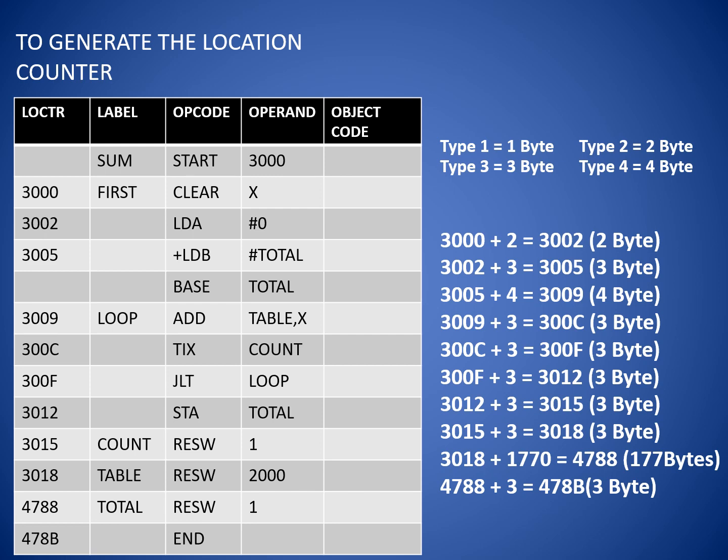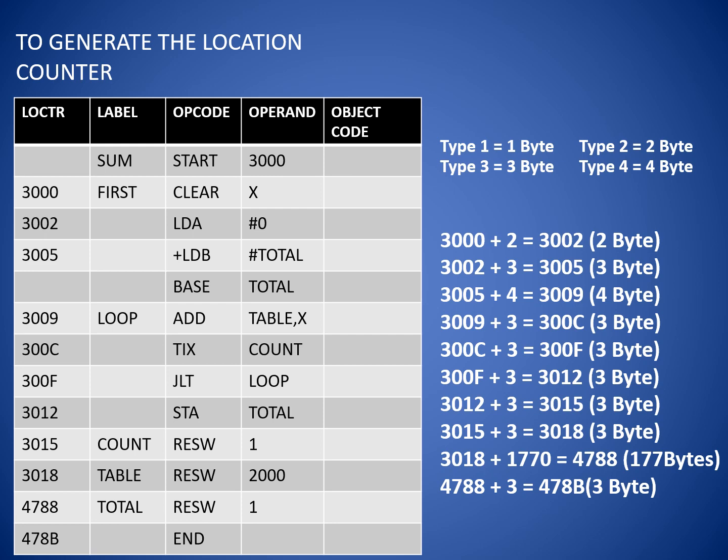The next belongs to type 3 format, so we increment by 3 bytes for each. For the reserve word, we have one operand. One is equal to 3 bytes, so we increment the next location counter by 3 bytes. That becomes 3015, plus 3 gives 3018. The next operand is 2000, so 2000 times 3 bytes is 6000.